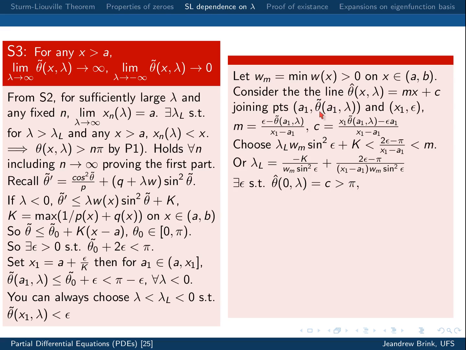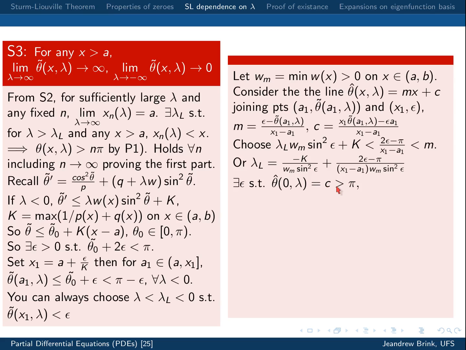Okay, so if you look at the line specification, we're going through theta tilde at a1 lambda, which we don't really know, except that we know it's bounded. In other words, we know we can approximate it with theta tilde. We know that it's less than theta 0 tilde plus epsilon, and that's less than pi minus epsilon. So we're basically going to keep making our lambda smaller so that C is greater than pi, which we can always do.